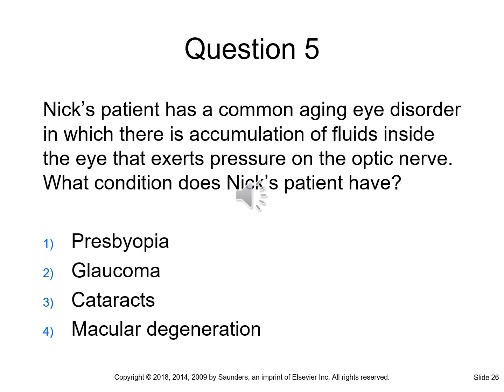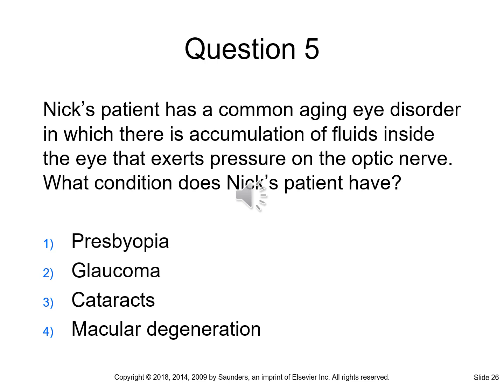Question 5. Next patient has a common aging eye disorder in which there is accumulation of fluids inside the eye that exerts pressure on the optic nerve. What condition does this patient have? So the answer here is going to be glaucoma. So remember, glaucoma is the accumulation of fluids inside the eye that puts pressure on the optic nerve. It eventually causes blindness also. And so a lot of times it might be asymptomatic. Maybe they don't have any symptoms or whatever.